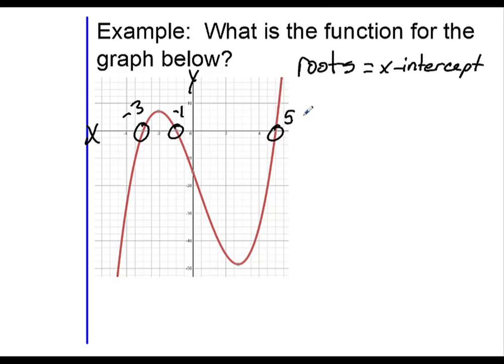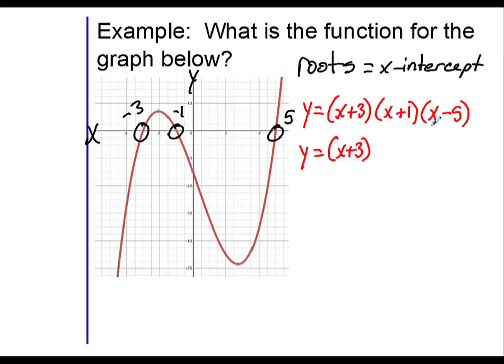So let's start writing out a function that uses each of those. We have a negative 3 root, so my factor has a positive 3. We have a negative 1 root, so my factor has a positive 1. And we have a 5, so that's x minus 5. I'm going to start by multiplying those 2 pieces right there.